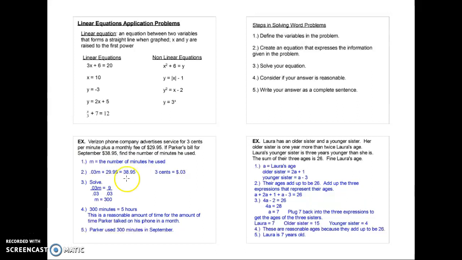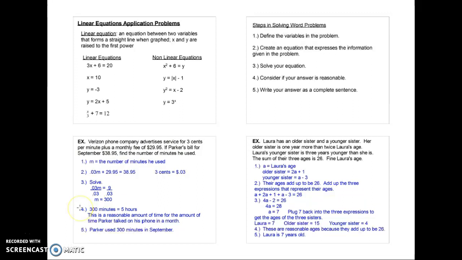Now, step number 3 is simply to solve it. Okay? This is a 2-step equation, which we've done before. So 0.03m plus $29.95 equals $38.95. You need to solve that equation. So you start by subtracting $29.95 from both sides. You end up with 0.03m equals 9. Then your final step here is to divide both sides by 0.03. That's going to leave you with m equals 300.